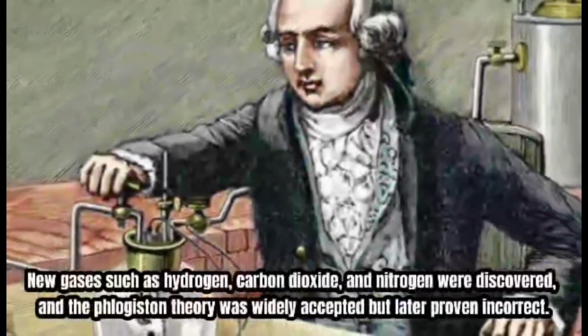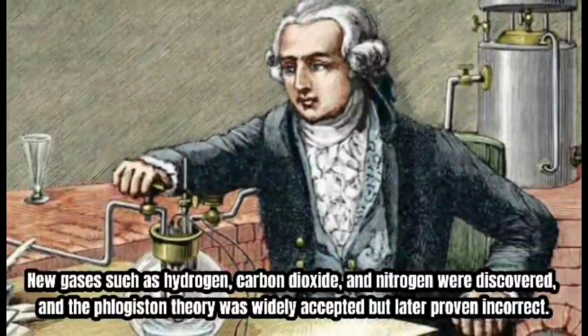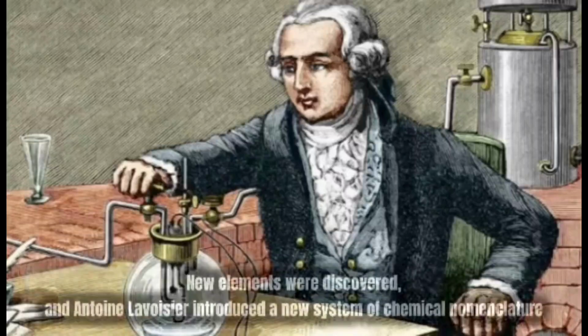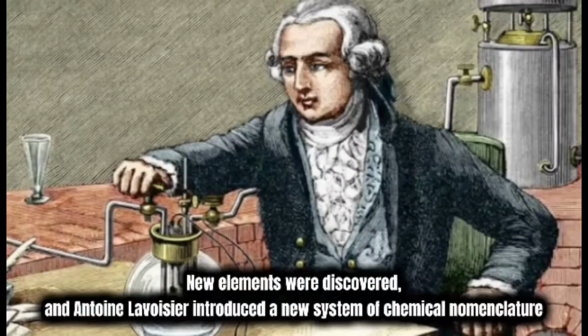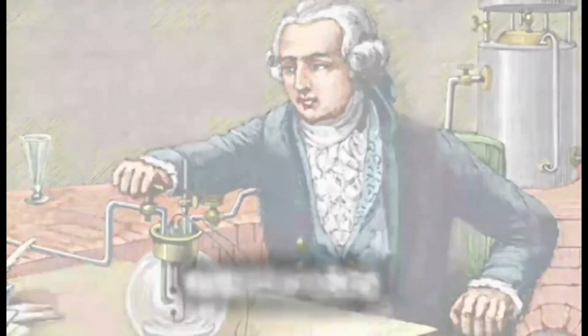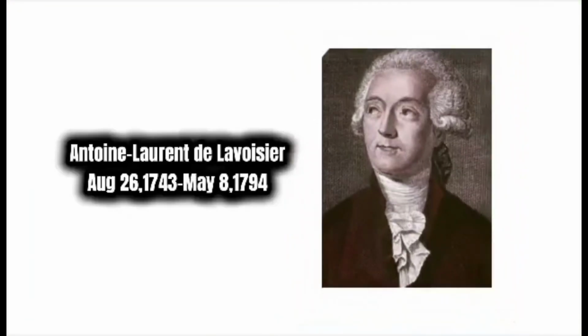New gases such as hydrogen, carbon dioxide, and nitrogen were discovered, and the phlogiston theory was widely accepted, but later proven incorrect. New elements were discovered, and Antoine Lavoisier introduced a new system of chemical nomenclature. Antoine Laurent Lavoisier was born in Paris, France on August 26, 1743. He was a French chemist and a leader in the chemical revolution of the 18th century.